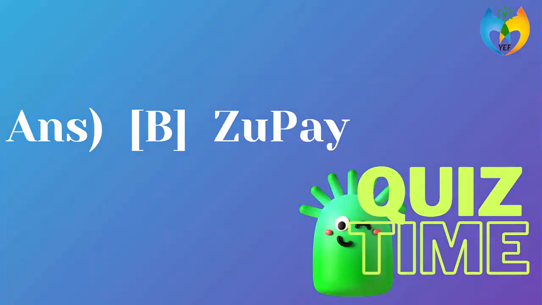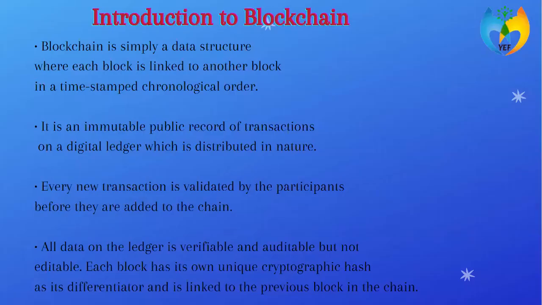Yeah, can you switch to the next slide, please? Yes. So now we are going to talk about blockchain. So what is blockchain? A blockchain is a type of database, and a database is a collection of information that is stored electronically on a computer system. Information or data in databases is typically structured in table format to allow for easier searching and filtering for specific information. Blockchain is simply a data structure where each block is linked to another block in a time-stamped chronological order.